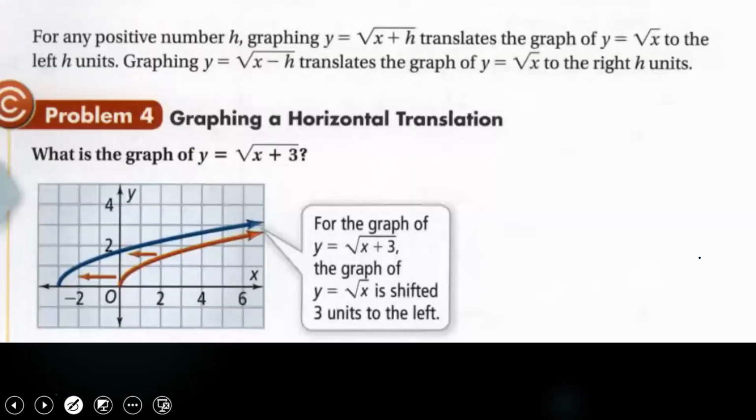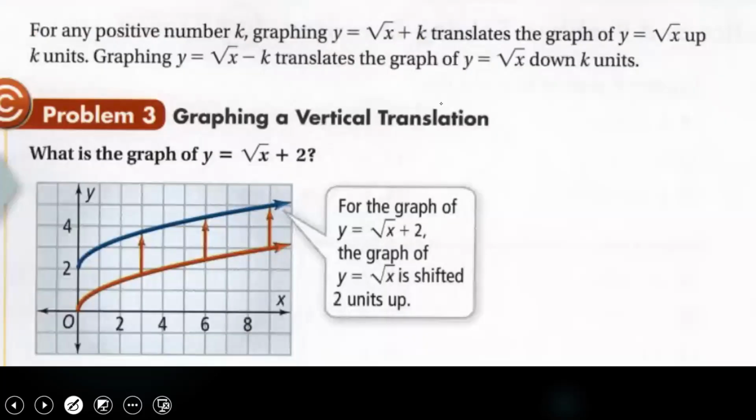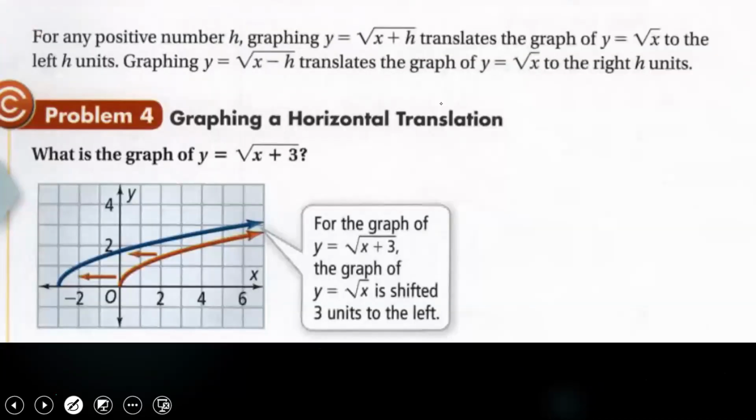So here, if you have a number under the radical sign, what does it mean? If I have plus h, that means I have translated to the left. Minus h, I have translated to the right. So, let's repeat from here now. Plus k upward, minus k downward. Plus h to the left, minus h to the right.